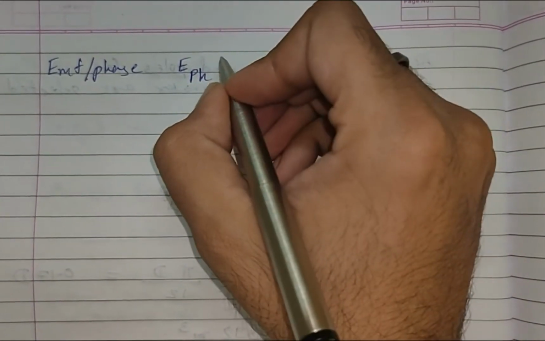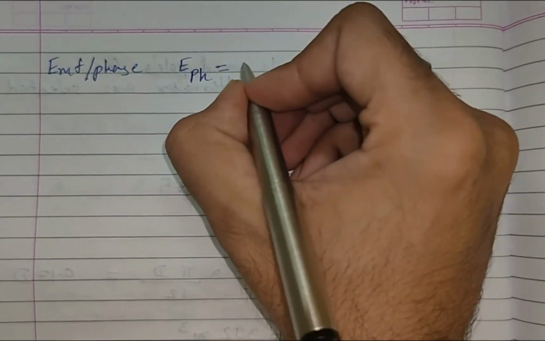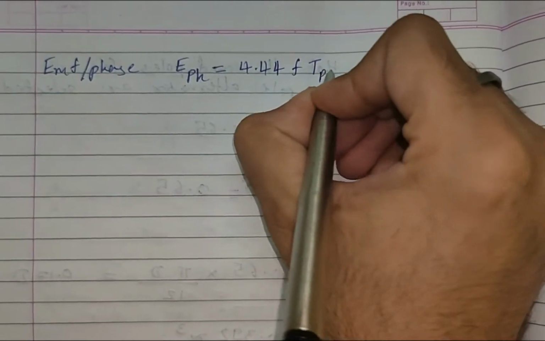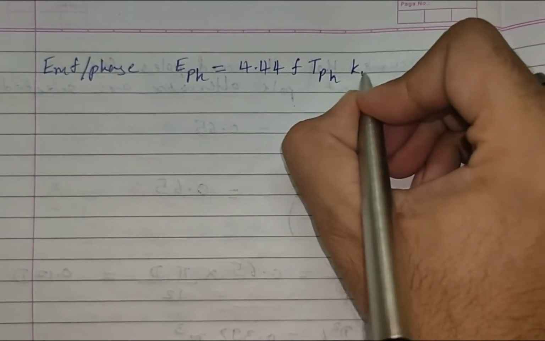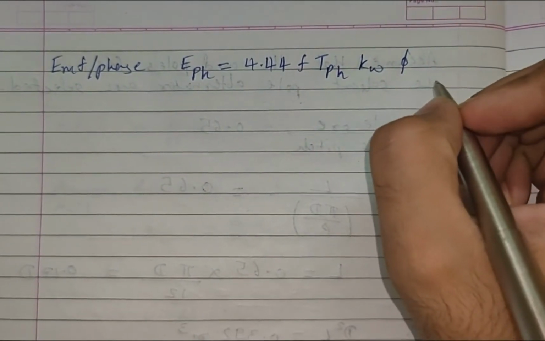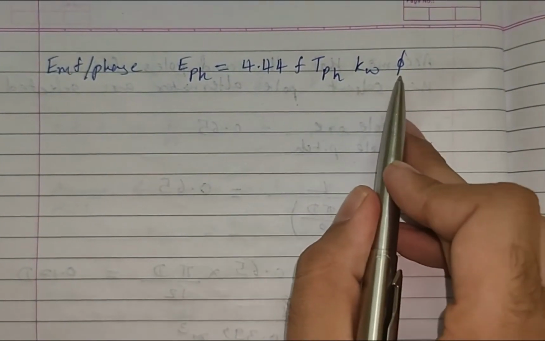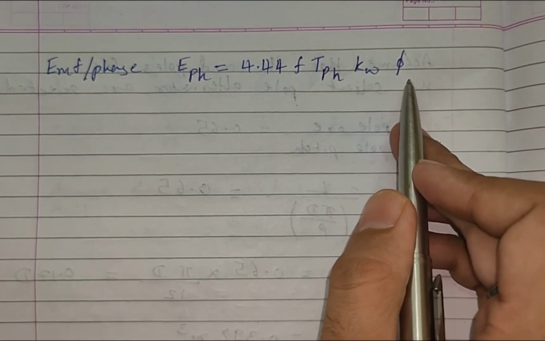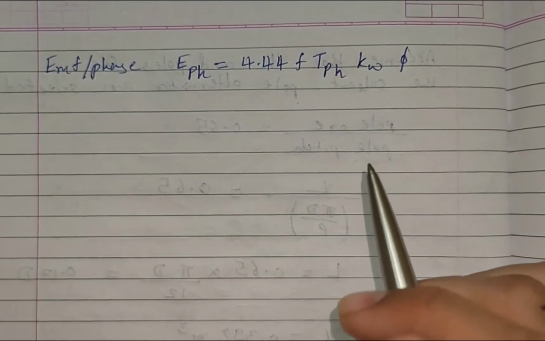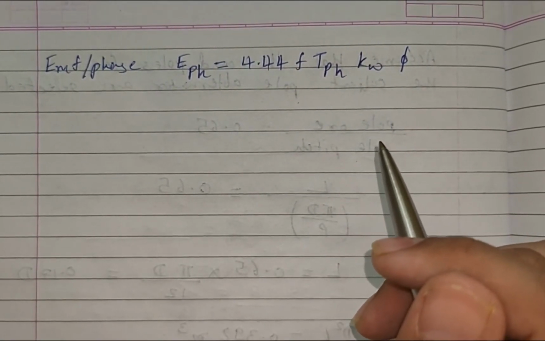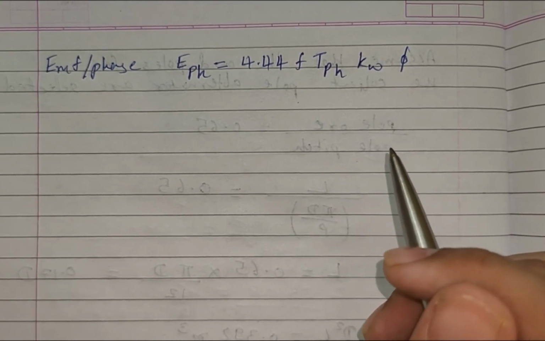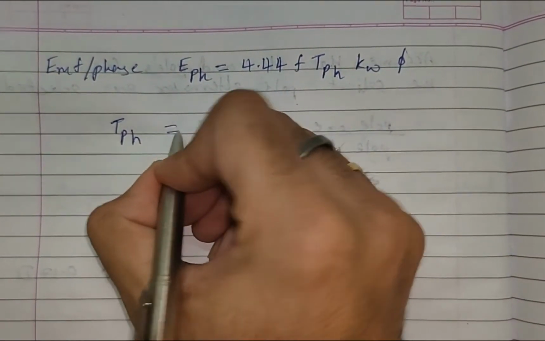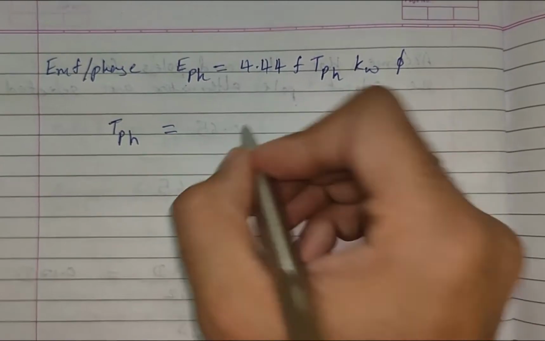Now there is one more formula for the EMF per phase, which is related to the turns. So therefore EMF per phase EPH is given by 4.44 into F into TPH into kW into phi. Since this equation has phi in it, that is the reason we had calculated the air gap flux per pole before moving to this equation. So here we can find out the number of stator turns per phase, that is TPH.